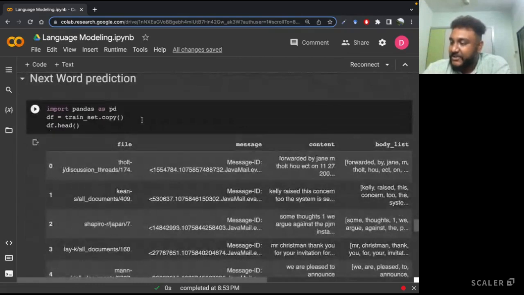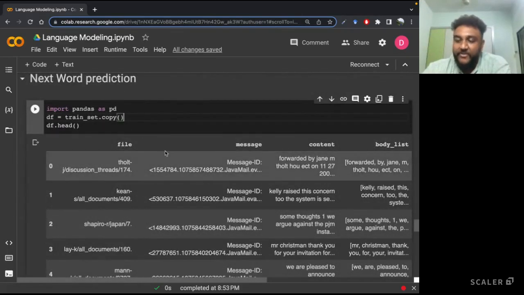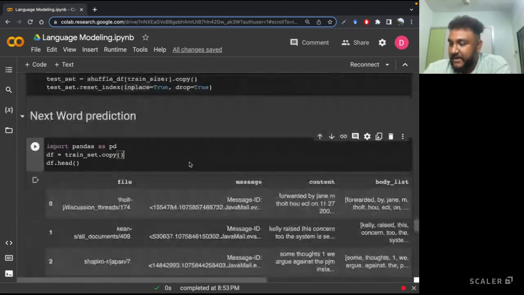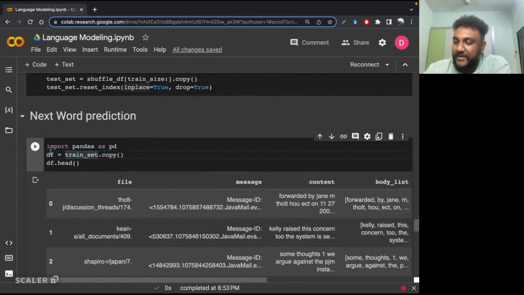Now let us actually set up everything for next word prediction. Okay, let us set it up for next word prediction. The only thing I'm going to do here is I'm going to say train set.copy. So now I'm simply copying this train set into a new data frame so that it becomes easier to do.